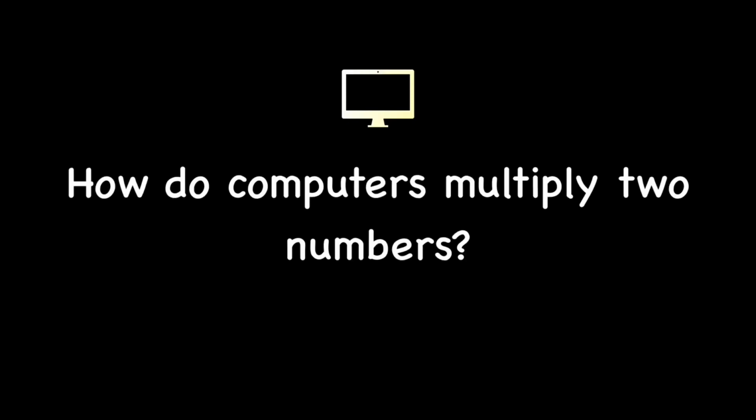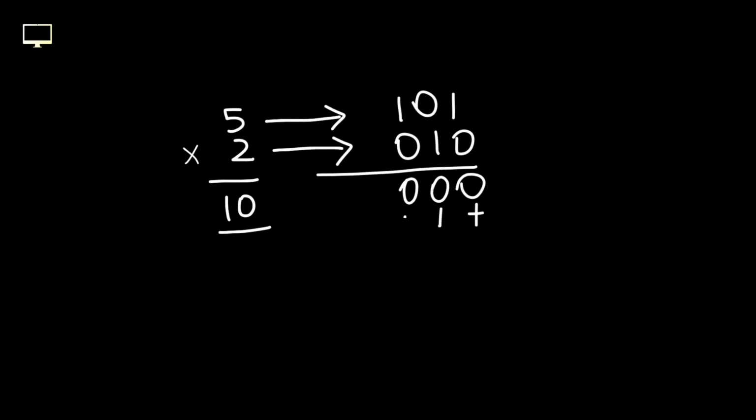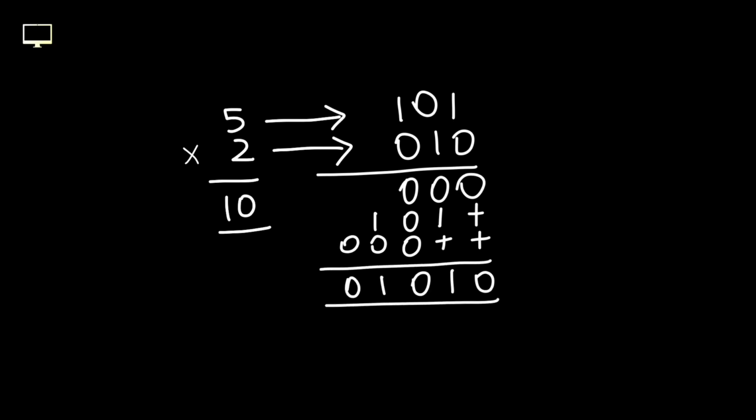How do computers multiply two numbers? Computers perform multiplication using a binary multiplier, which is similar to the one we were taught in school, except where the numbers are in binary, that is, in zeros and ones. One best example of a binary multiplier is the Wallace tree multiplier.